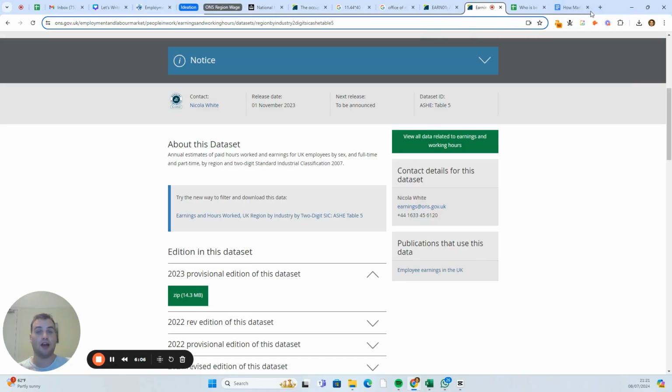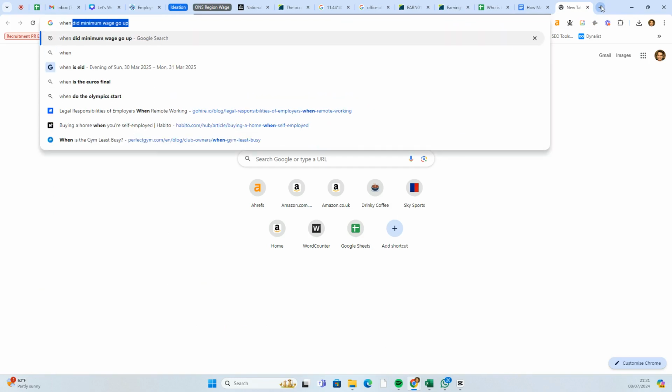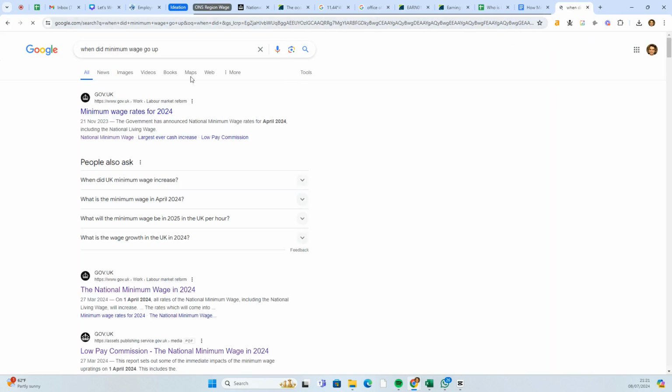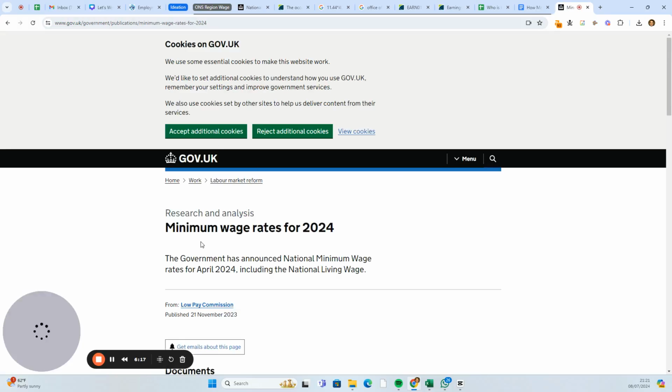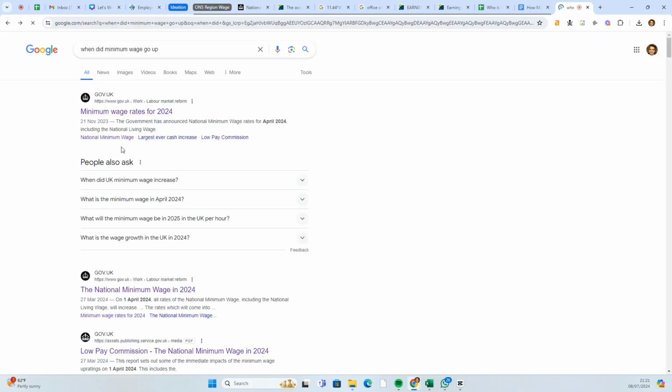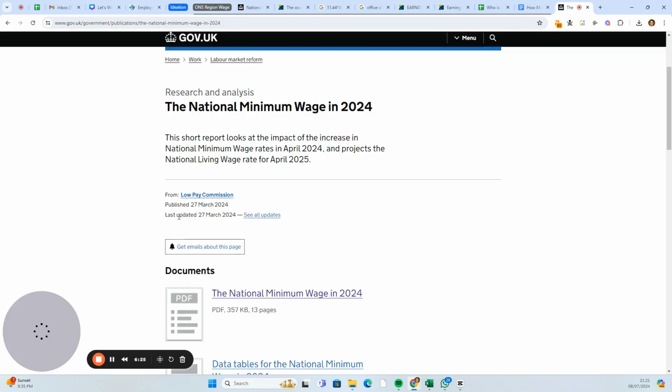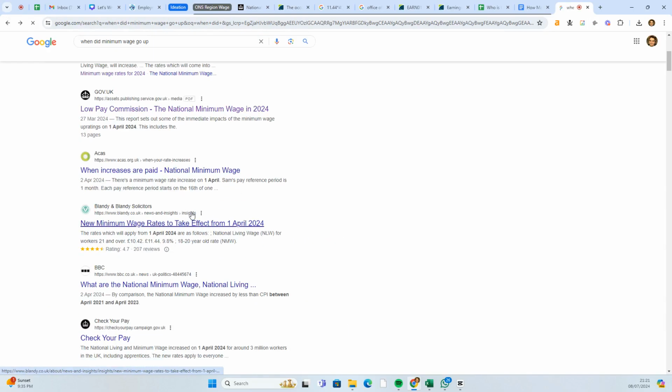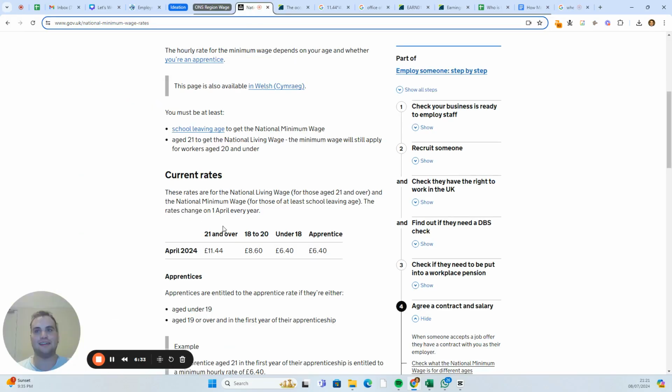But during my ideation research, I learned that the minimum wage went up. And I'll just Google this now. When did minimum wage go up? In April 2024. Okay, so I can't find it, but in 2024, minimum wage went up from, I think it was £10.56, to £11.44. So that was sort of the weakness of this data set.